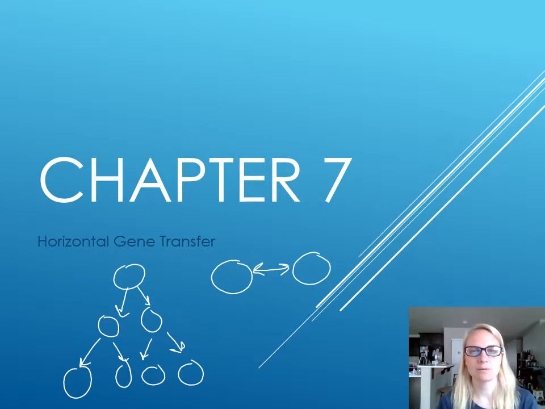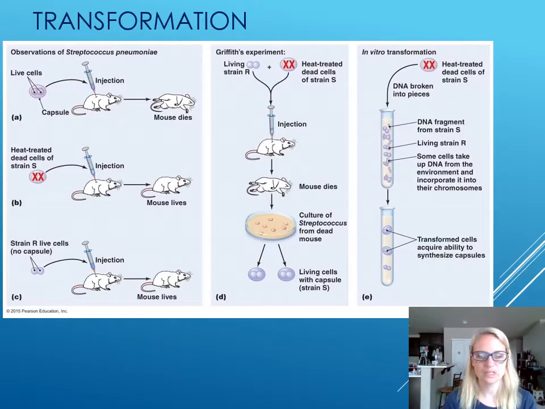So we're going to take a look at three mechanisms for horizontal gene transfer. Actually four, but the fourth one is kind of special: transposons. They're pretty weird. Okay, so let's get started. The first one is called transformation. Again, you may have seen this before.